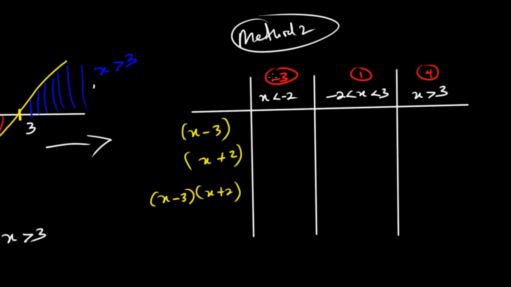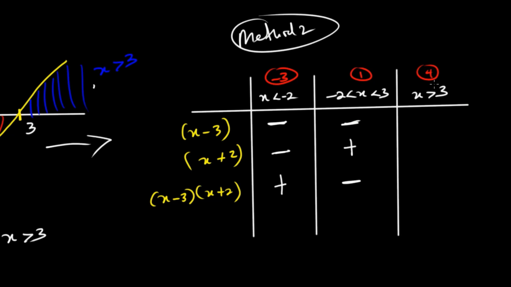If I substitute -3 into the first expression, x minus 3, we have -3 minus 3, which is -6, a negative answer. If I substitute -3 into x plus 2, I have -3 plus 2, also a negative answer. The product of negative and negative is positive. For the second column, if I substitute 1 into x minus 3, I have 1 minus 3, which is -2, a negative answer. And 1 plus 2 is +3, a positive answer. Negative multiplied by positive is negative.